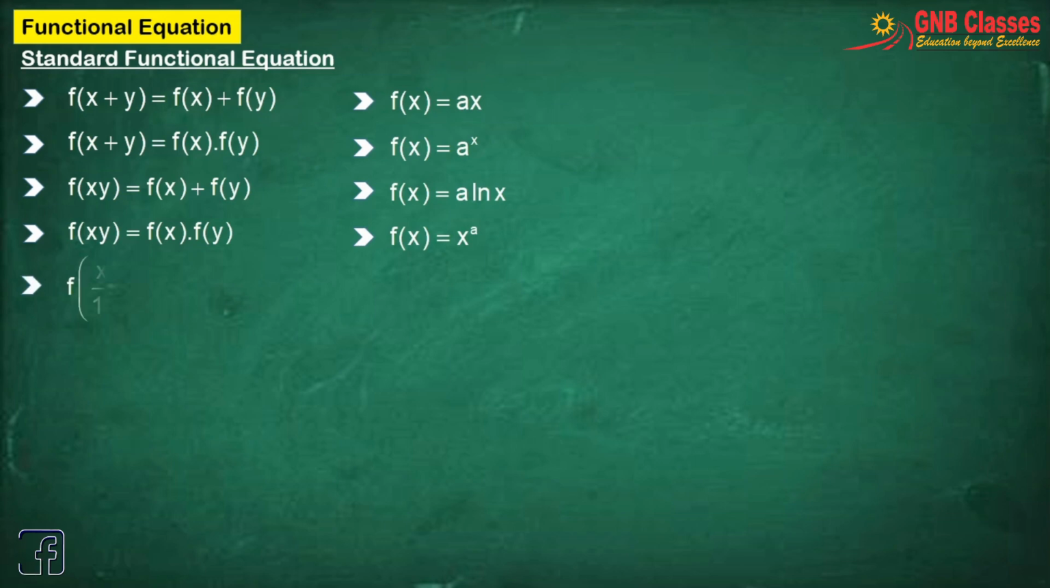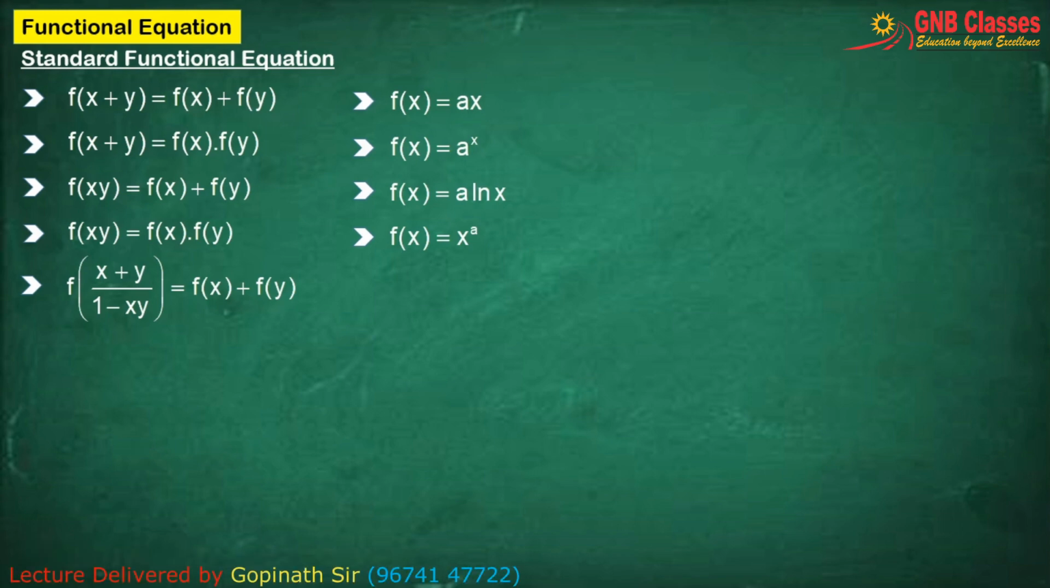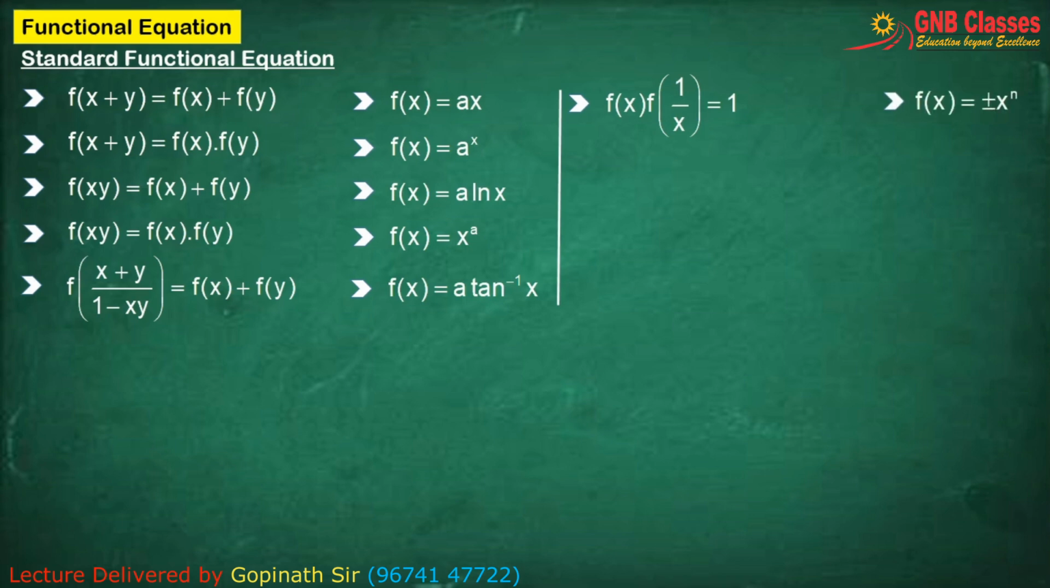If f((x+y)/(1-xy)) = f(x) + f(y), then you write f(x) as a tan inverse x. Is it clear? If f(x)·f(1/x) = 1, then you write f(x) as ± x to the power n. And if f(x)·f(1/x) = f(x) + f(1/x), then you write f(x) as 1 ± x to the power n. Is it clear? You see, you can prove this very easily.